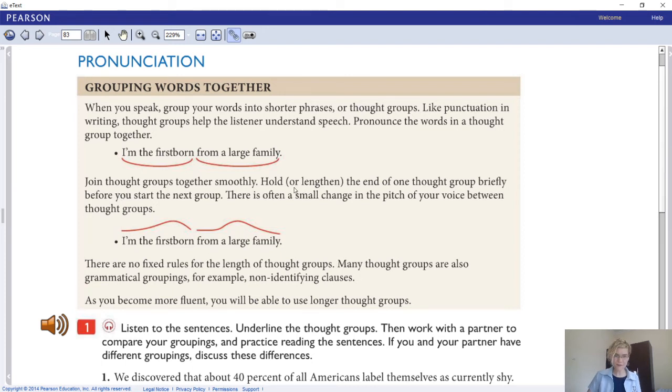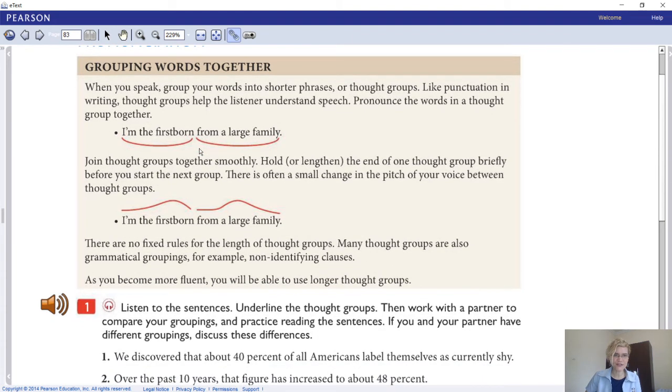Awesome. That brings us to the pronunciation. In the pronunciation, we're talking about grouping words together, like how words gather together. When you speak, group your words in shorter phrases or thought groups. We can also call them thought groups because those words together form one thought. Now, like punctuation in writing, thought groups help the listener understand speech. Yeah, so it makes something more understandable. So pronounce the words in a thought group together.